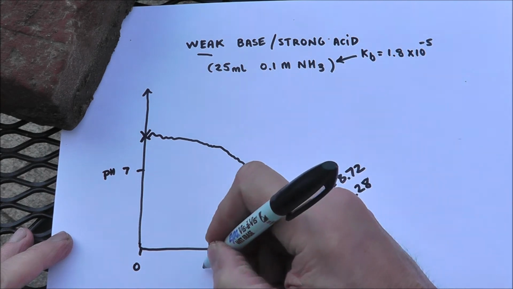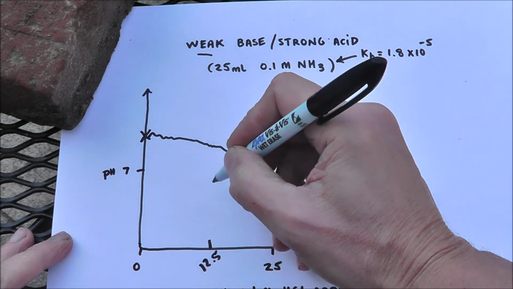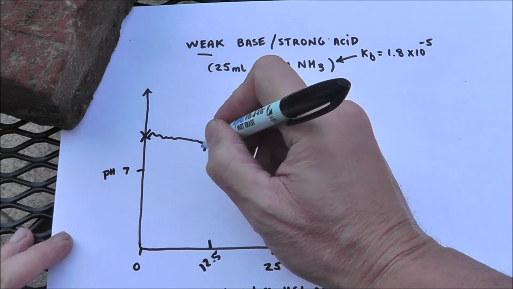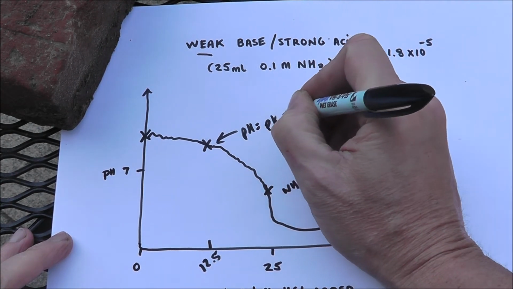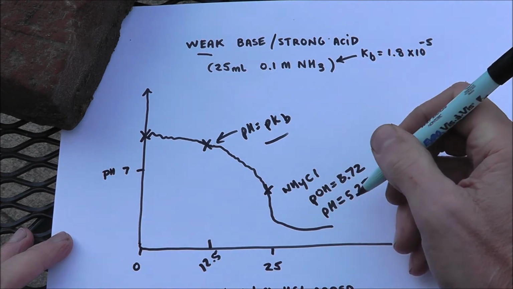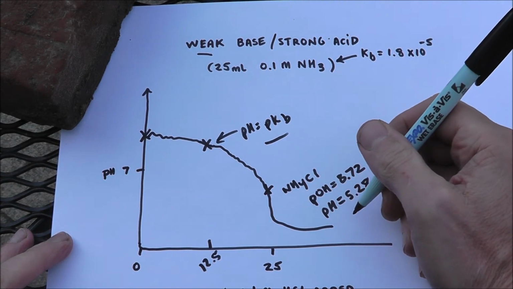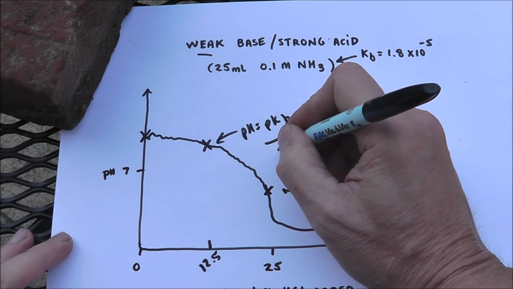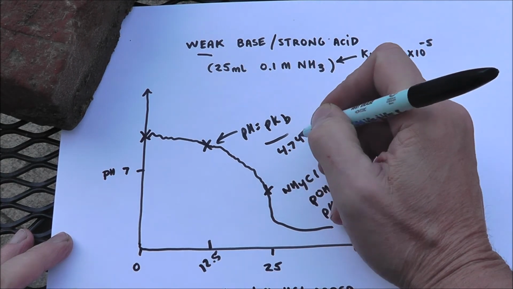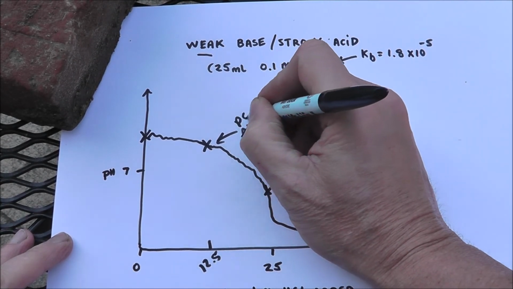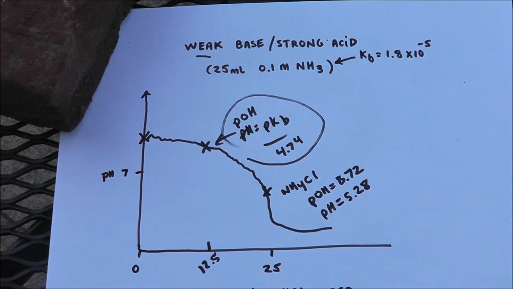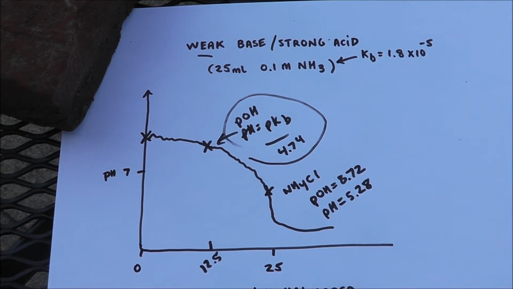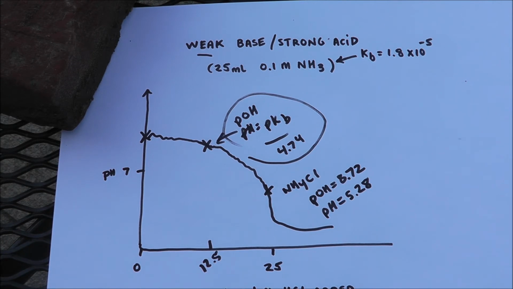If you took 12.5 milliliters, that's the half titration point. pH equals pKa. The pKa of this would be 4.74. Sorry, pOH equals pKb. Okay, so you're looking at 9.26 would be that point right there.